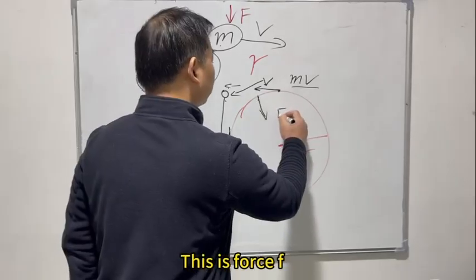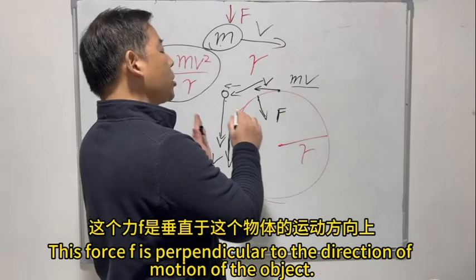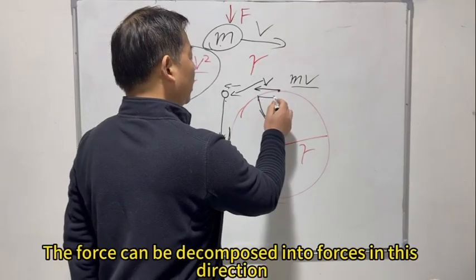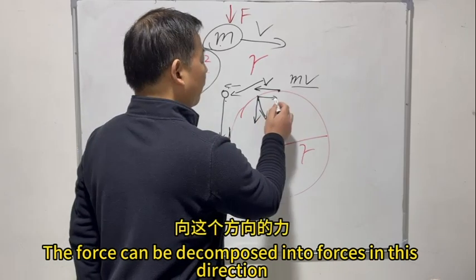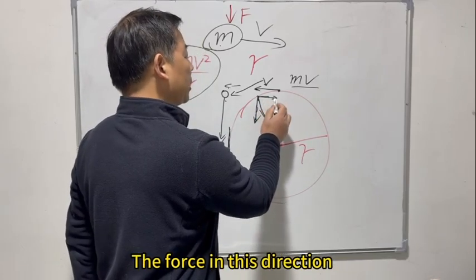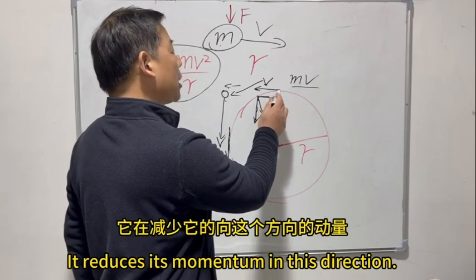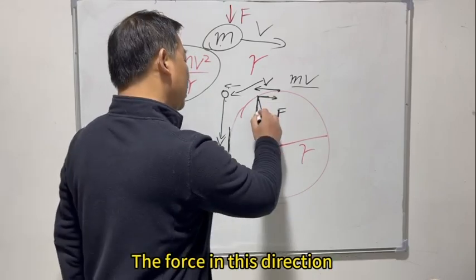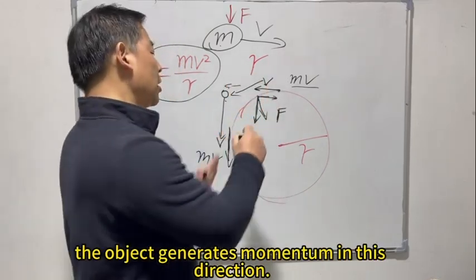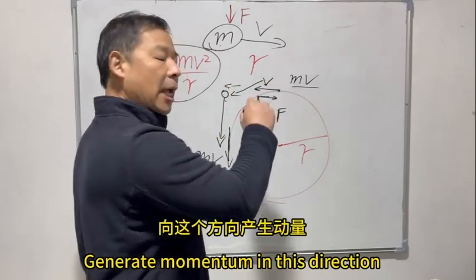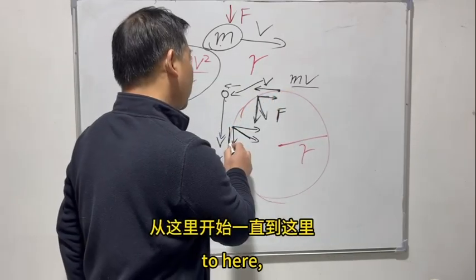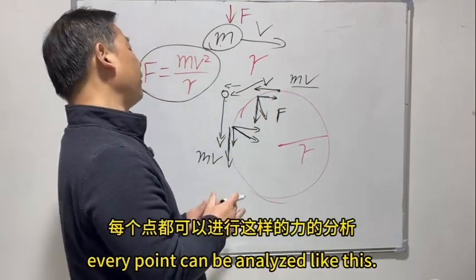This is the force. This force F is perpendicular to the direction of motion of the object. We can decompose it into a force in this direction and a force in this direction. The force in this direction reduces its momentum in this direction. The force in this direction is accelerating, so the object generates momentum in this direction. From here to here, every point can be analyzed like this.